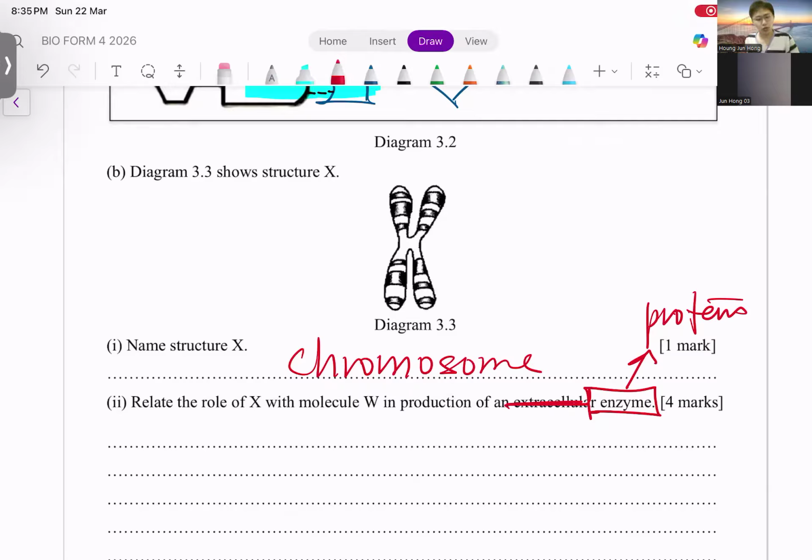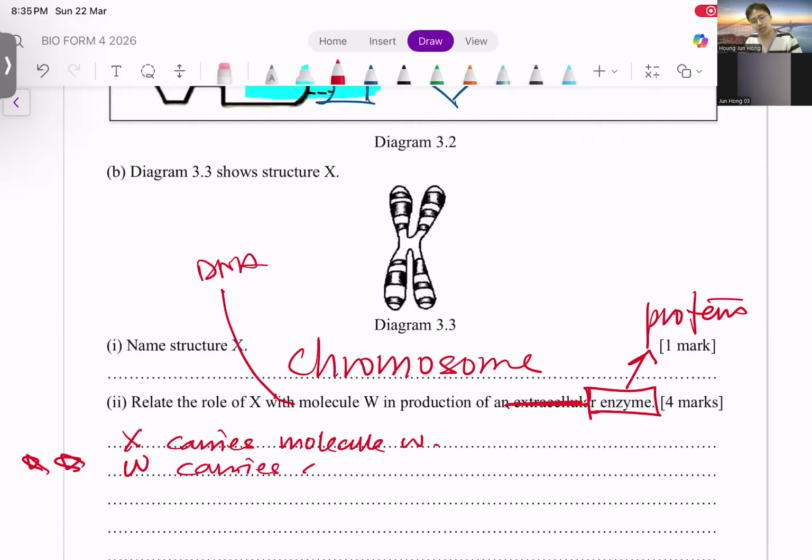So remember, what should you do? X will carry DNA. I mean, in this case, molecule W is DNA. So X carries molecule W, and W is DNA. That's the main character. What does DNA do? DNA will carry the genetic information for the enzyme synthesis.